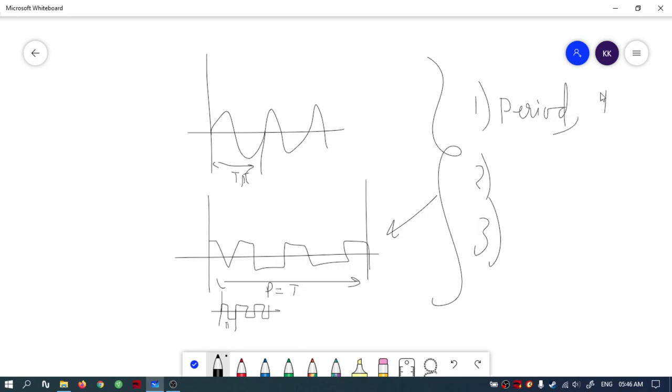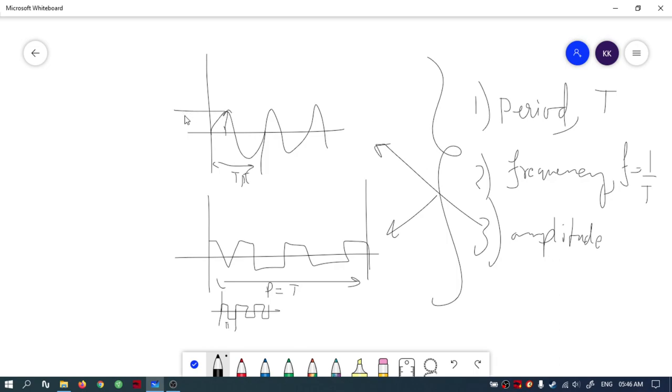Mostly the period is represented by capital T, and the second parameter is frequency, which is represented by F. Frequency is simply 1 over period. And the third one is the amplitude of the signal. Amplitude is mostly for the sinusoidal signals. It is just the magnitude of the signal, you could say, which is mostly used in representing a sine wave.